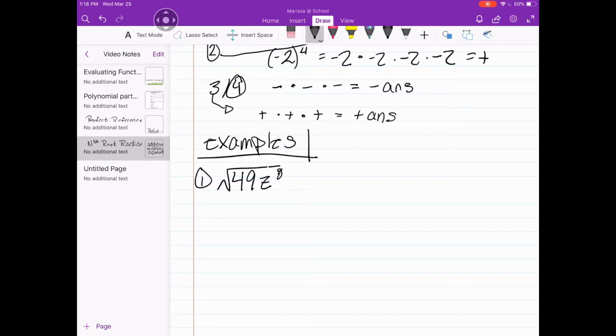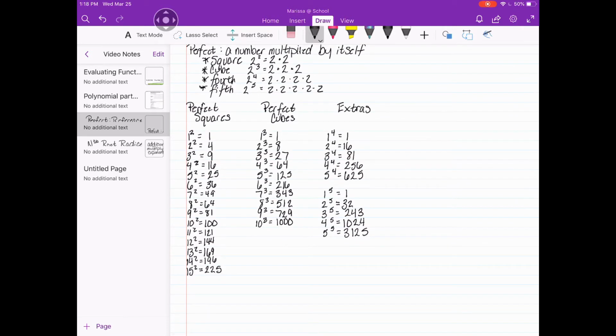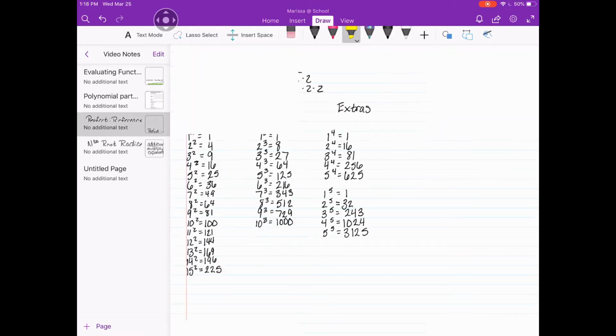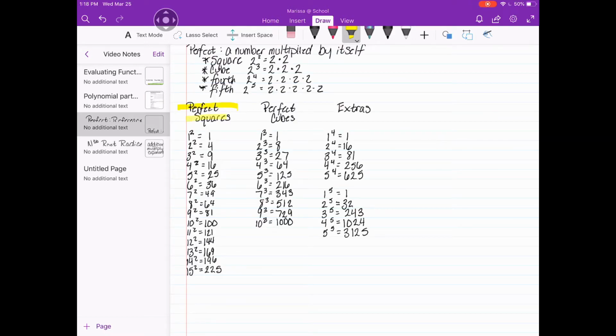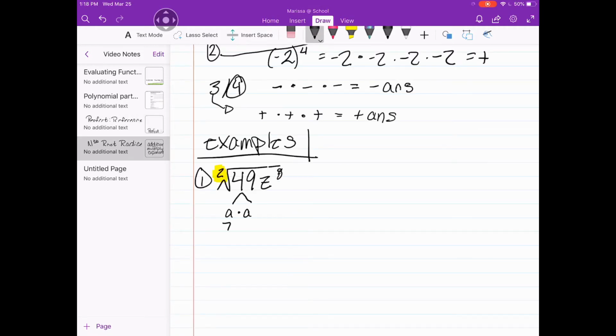Like I said earlier, if there is nothing on the outside here, we're always going to assume that there is a 2 there. So looking at this, I need to know that a number times itself, a times a, is going to give me 49. So I'm going to go back to that reference sheet and look at my perfect squares column, because there's a 2 on the outside here. I'm going to find where something is equal to 49, and that happens to be 7. So I know that 7 times 7 gives me 49.